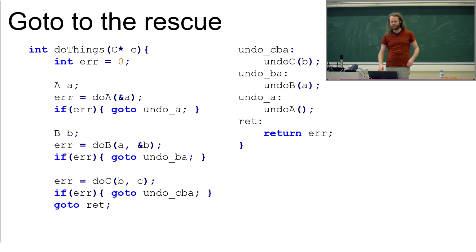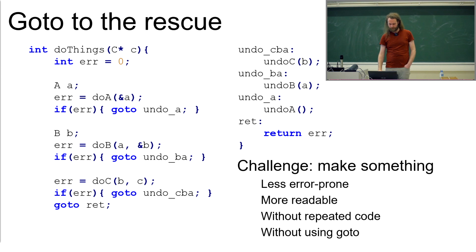This is better. Here's a challenge for you. This is a challenge that we've seen many attempts at. Try to make something that is less error-prone, by which I mean you can't forget to undo the correct things in the correct order. More readable, so that you understand that when you have an error, you go to the undo phases. That doesn't have repeated code, so you don't call undo X multiple times in different places. And that doesn't use goto.